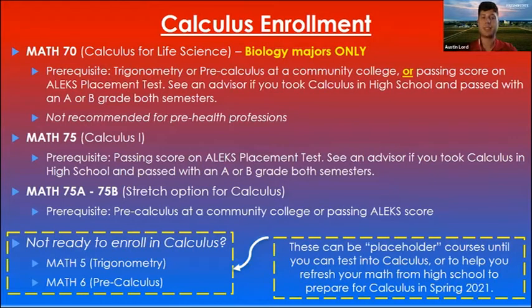First class is Math 70. That is for bio majors only, and that's not recommended for pre-health professions, med schools, dental schools, pharmacy schools, things like that. Not usually a huge fan of this class, so we don't recommend this one too much.